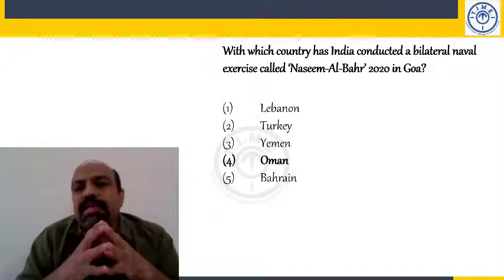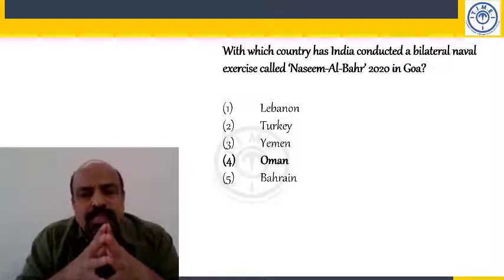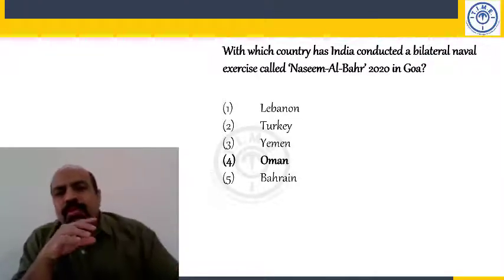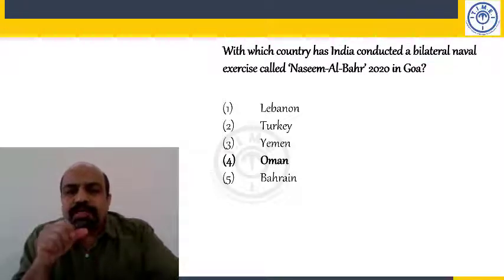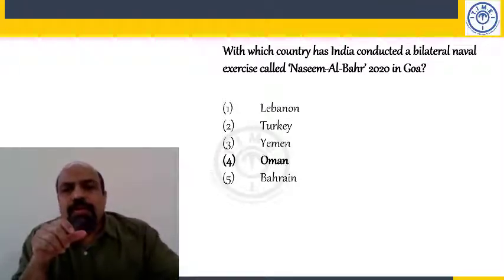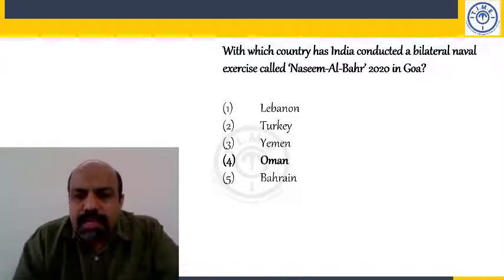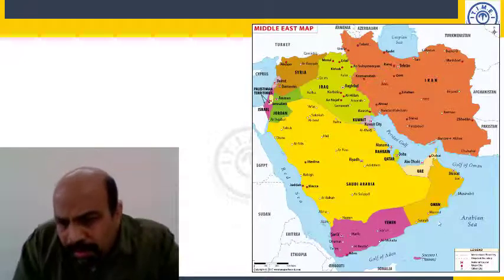With which country has India conducted a bilateral naval exercise named Nasim al-Bahar? Oman. Okay. Oman, I think we already took some notes on this. I think I do have a map. Yeah, this is Oman, my friends.